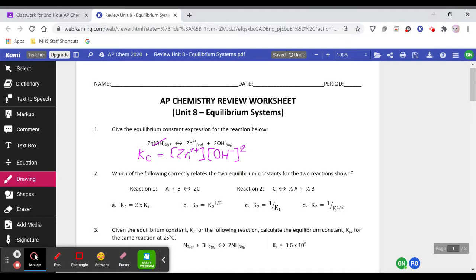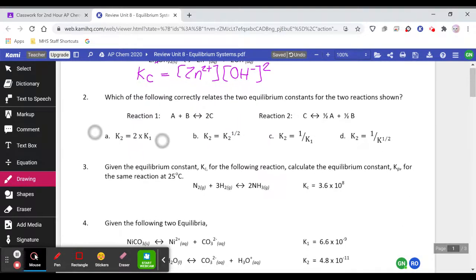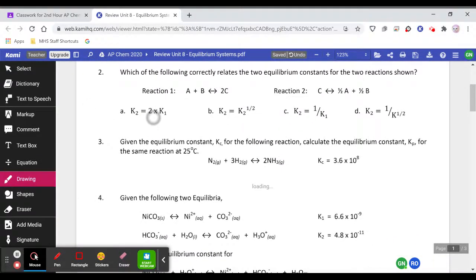Number 2 says which of the following correctly relates the two equilibrium constants for the two reactions below. Okay, so we have reaction 1, A plus B yields 2C. And we have reaction 2. Well, when we look at reaction 2, two things are going on there. We are reversed and we are halved.